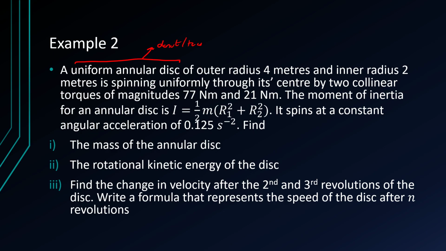The moment of inertia for an annular disk is I equals a half m times r1 squared plus r2 squared. It spins at a constant angular acceleration of 0.125 per second squared. Firstly, find the mass of the annular disk, the rotational kinetic energy of the disk, and find the change in velocity after the second and third revolutions of the disk, and write a formula that represents the speed of the disk after n revolutions. So you can go ahead and try this problem, and when you're ready, come back for the solution.